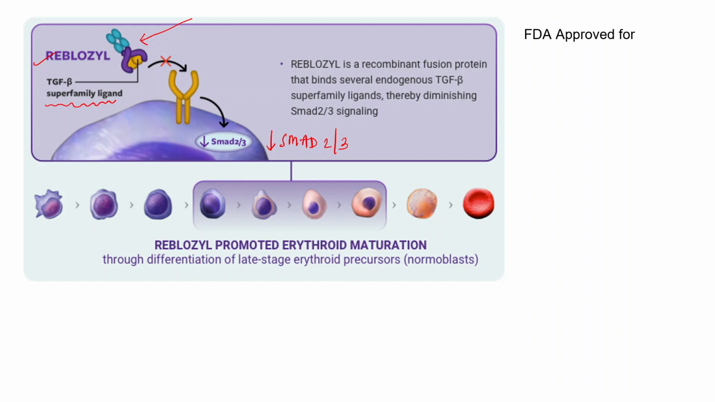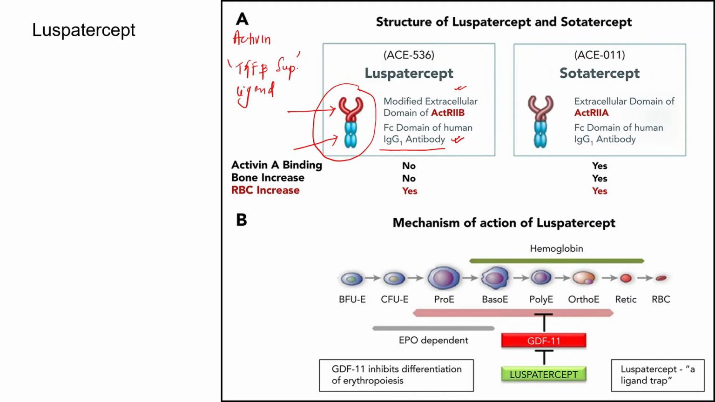Apart from this mechanism, there is one more mechanism. That is, you can see here, it inhibits GDF11. GDF11 is also similar to SMAD2 and 3 signaling. This also causes inhibition of erythropoiesis, and luspatercept, by reducing the GDF11 signaling, GDF is growth differentiation factor 11, will cause erythroid maturation.